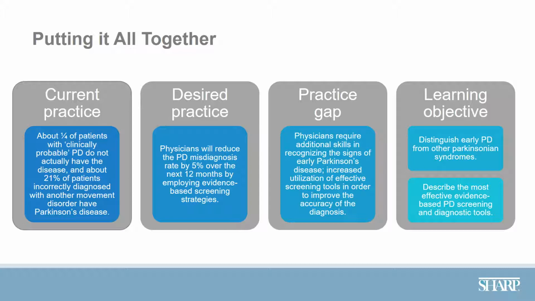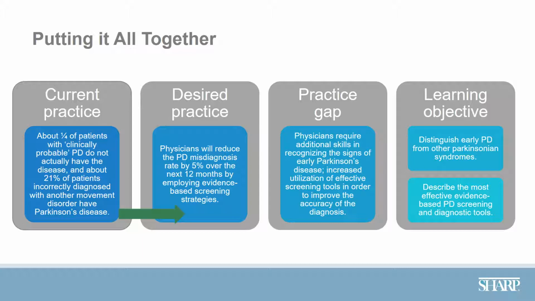So you can see here we're trying to achieve that under our desired practice, where it says physicians will reduce the Parkinson's disease misdiagnosis rate by 5% over the next 12 months by employing evidence-based screening strategies. And you can see that's quite measurable. So any physician that participated in the education, we could track their ability to diagnose Parkinson's at this point and see if their misdiagnosis rate could go down over the next 12-month period. So what's the practice gap? What do we need to do for physicians to be able to improve their Parkinson's disease diagnosis and eliminate the false positives and the false negatives?